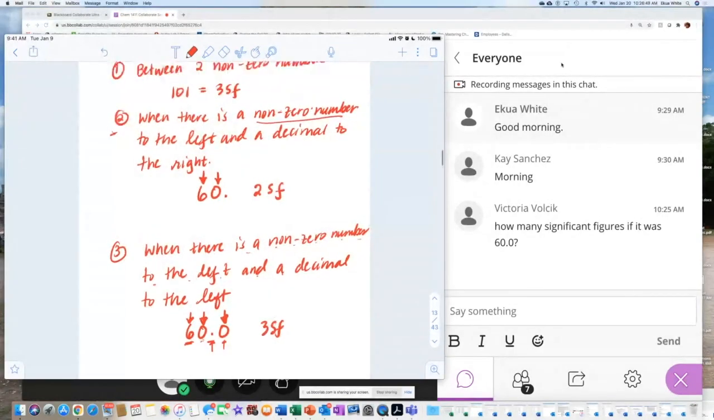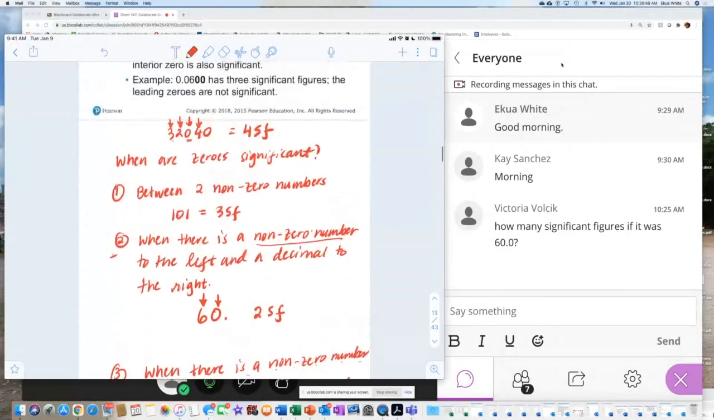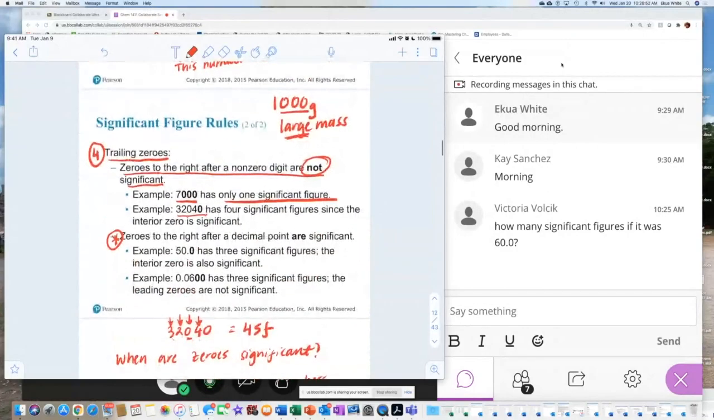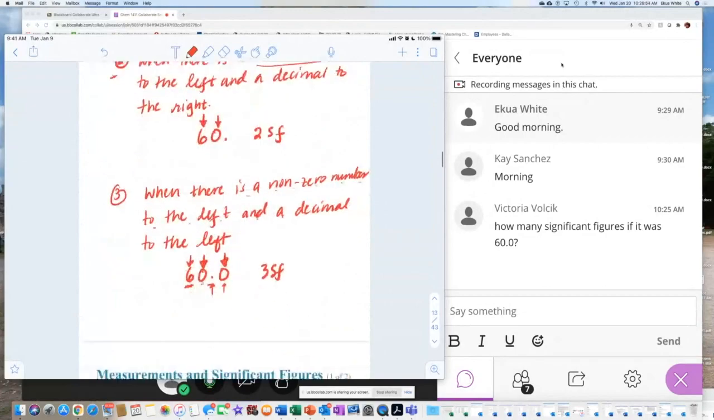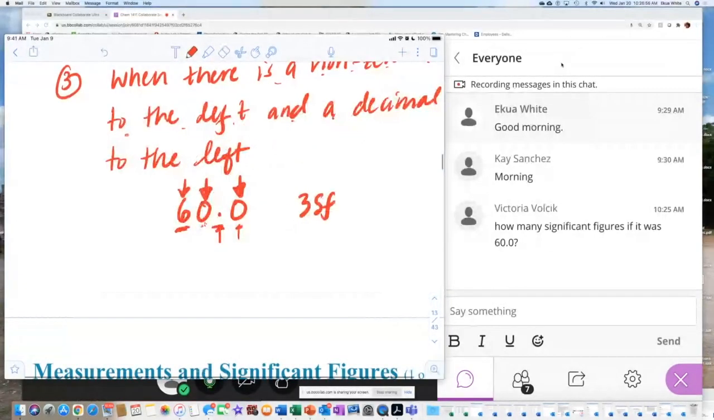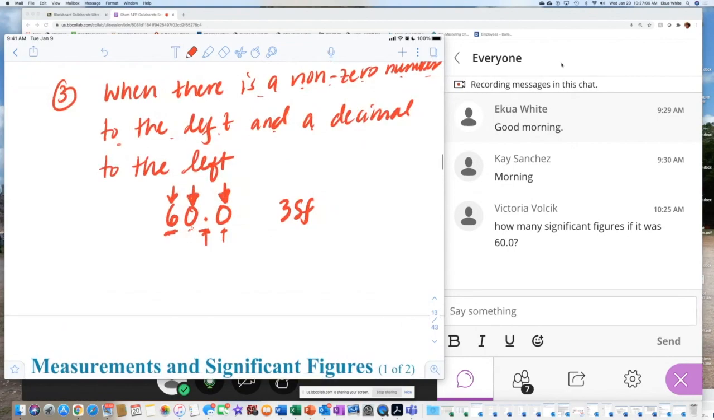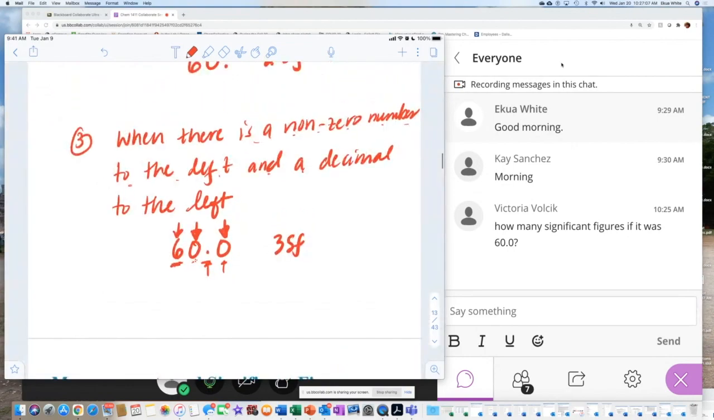So I essentially applied the original rule, where all of them, yeah, I applied the original rule that said that if you have a non-zero number, it's significant. And then for the zeros, I applied, what was it? The second rule and then the third rule.